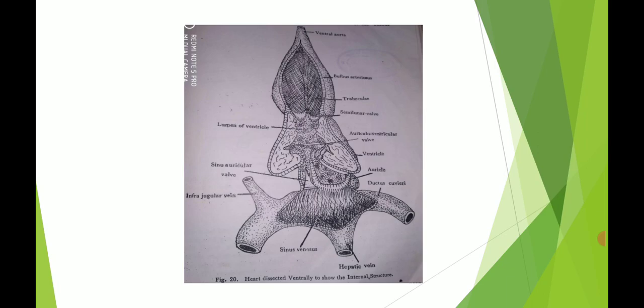In the structure of the heart we see the four main parts, that is the ventricle, auricle, sinus venosus and the bulbus arteriosus. Here the ductus Cuvieri are present. Then the veins, the sinu-auricular wall, then the inferior jugular veins, then the sinus venosus, and the hepatic veins are present here, which carry the blood.